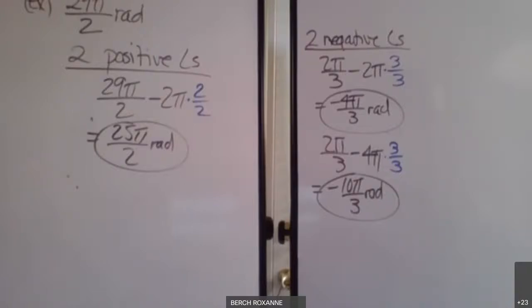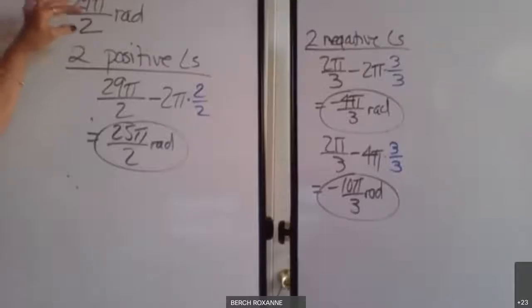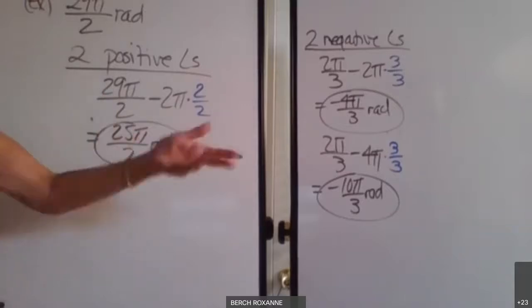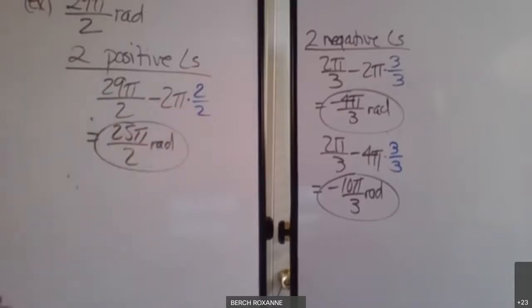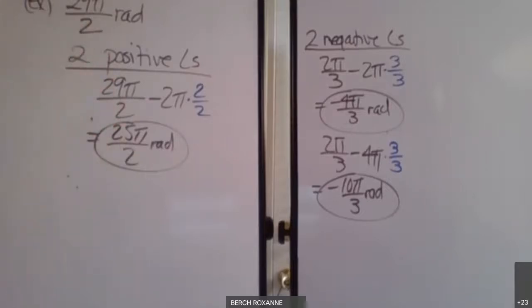Does it have anything to do with the 29 being larger than the 2 on the bottom? It has to do with this being bigger than 2 pi. That's what it has to do with. Because 2 times what is 29? 14, and a little bit more. So it has to do with that number being bigger than 2 pi.